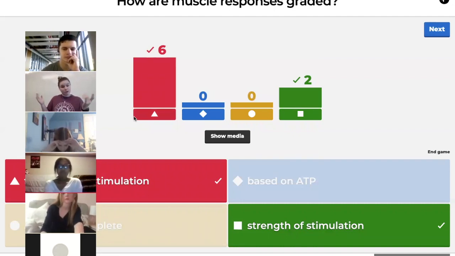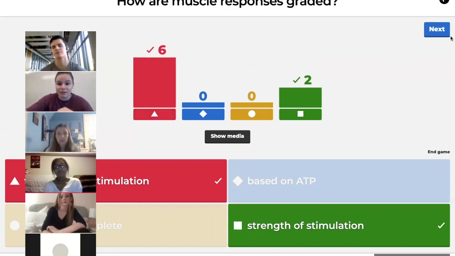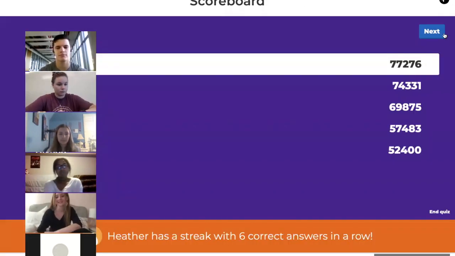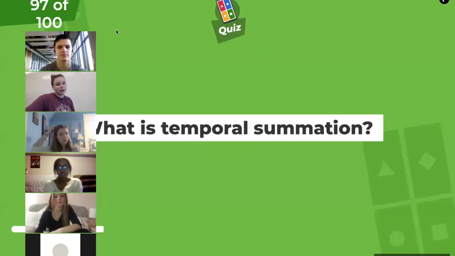Look at you guys. Strength and frequency. I would dab, but I think that dabbing is terrible, so I'm not going to do that. Because dabbing is old. Like old people, now they know how to dab, and now it's like not cool anymore.